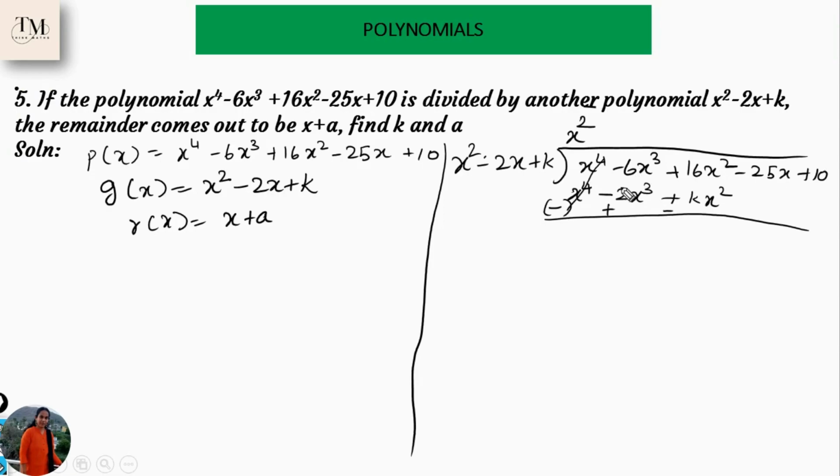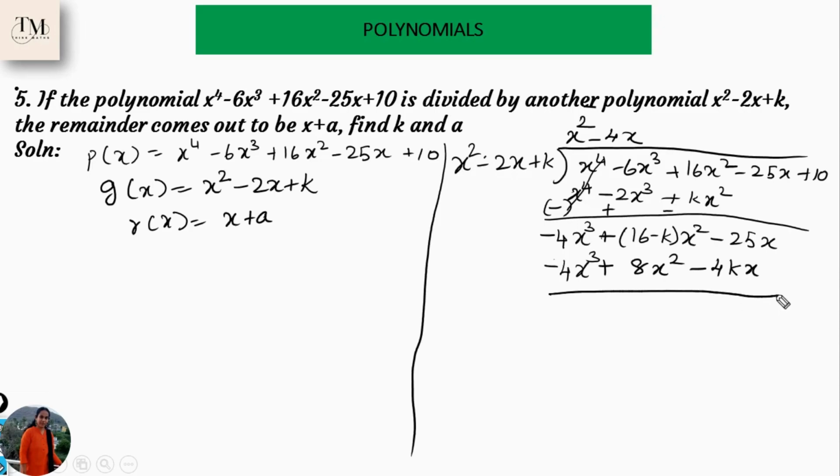So this gets cancelled. -6 plus 2 is -4x^3, plus (16 - k)x^2, minus 25x. Okay. So the next step is we have to multiply by -4x. So you will get -4x^3, minus 2 into -2x into -4x, so it is plus 8x^2. So plus k into -4x is -4kx.